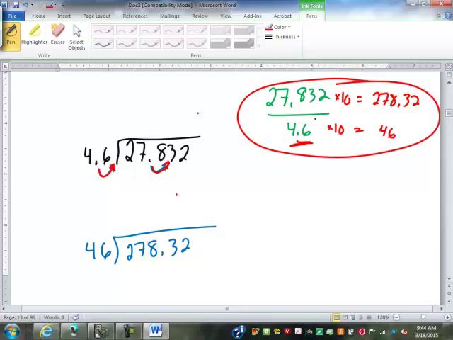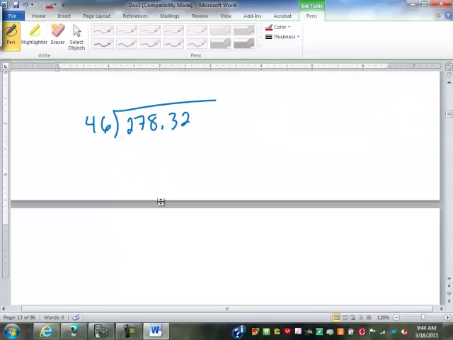So anyway, back to here. Now we're going to divide. Does 46 go into 2? No. How about 27? No. How about 278? Kind of does. 6 times. So I do 46 times 6. That's 6, carry the 3, 24, 27, 276. Everybody follow me so far?